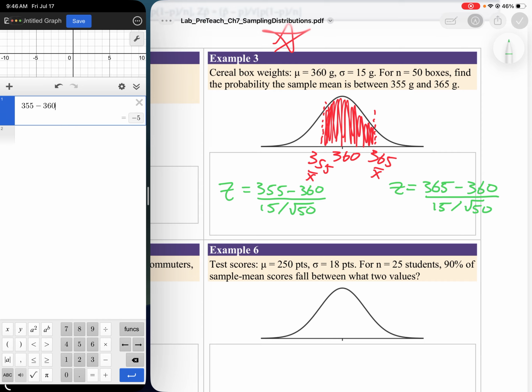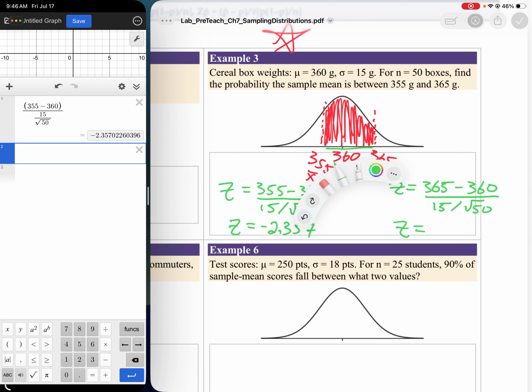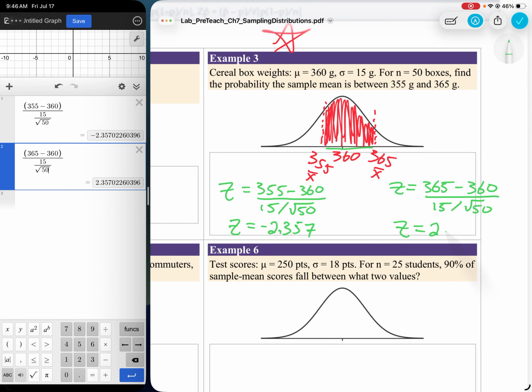355 minus 360 divided by 15 over the square root of 50. We're going to get a z-score of negative 2.357. And since this is symmetrical, since I subtracted 5 here and added 5 here, we should get the same z-score, but one's positive, one's negative. So let's just double check that to be sure. Okay. 365 minus 360 divided by the standard deviation divided by the square root of our sample size. And we get the same exact number, just positive as the lower bound.